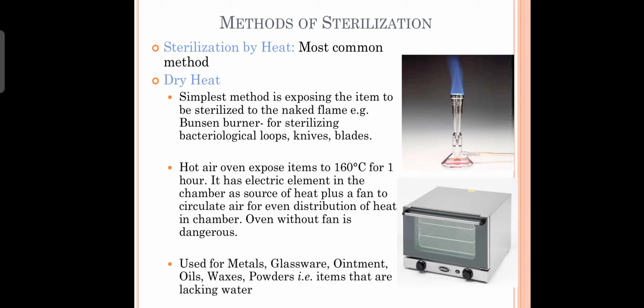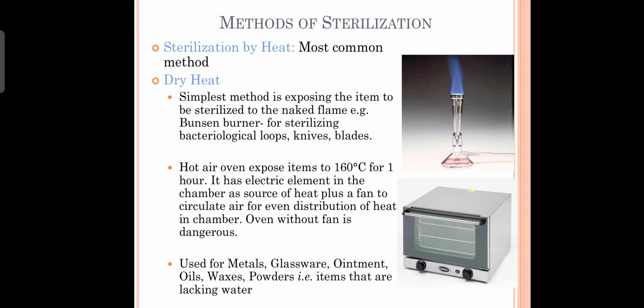The next one is sterilization by heat, which has two types: one is dry heat, one is moist heat. First we are going to study dry heat. The simplest method is exposing the item to be sterilized to a naked flame. You can see in the picture, by using the flame. An example is the Bunsen burner for sterilizing bacterial loops, knives, and blades. So this is one example of dry heat, the Bunsen burner. What we will be sterilizing in this are loops, knives, or blades.